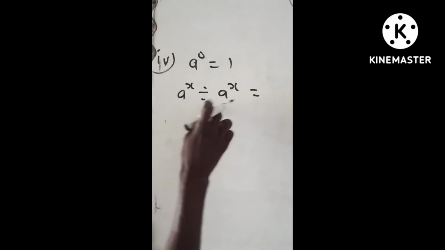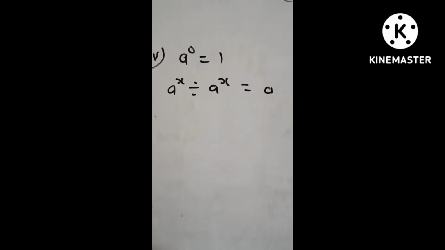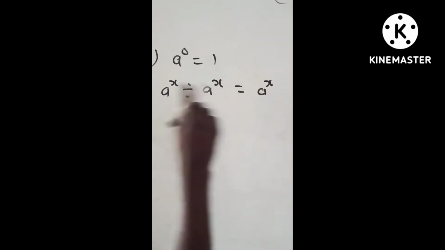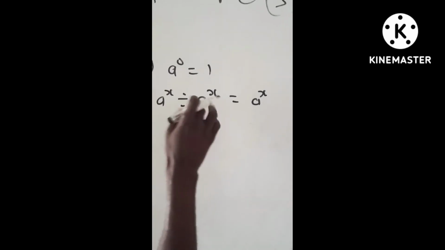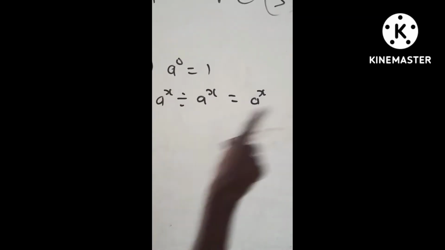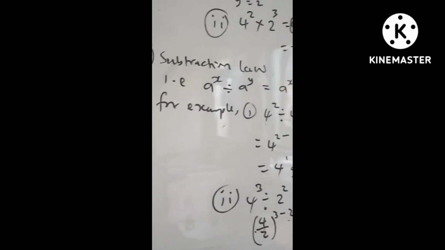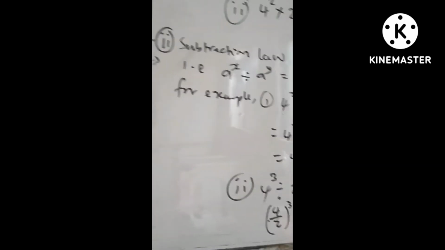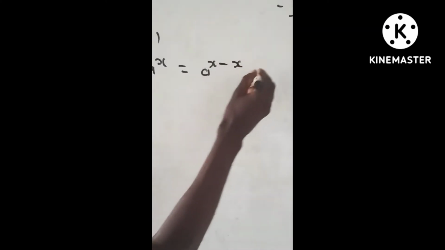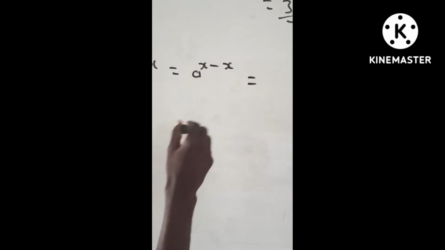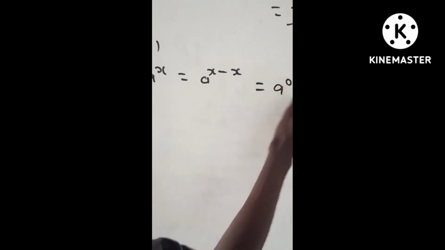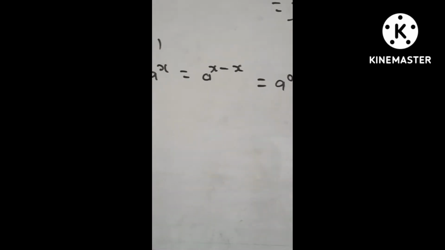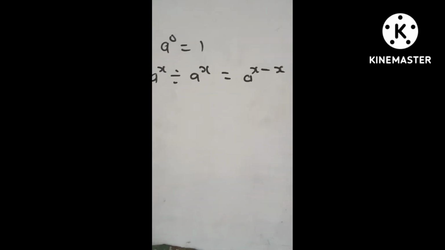Since the bases are the same, you pick one base, which is a. You can see that the powers are the same. The difference is that in the second law of indices, the powers are not the same, but in some cases, they might be the same. So you have x minus x, which is what? 0. So you have a raised to the power 0 equals 1. And that's how we got this fourth law of indices.